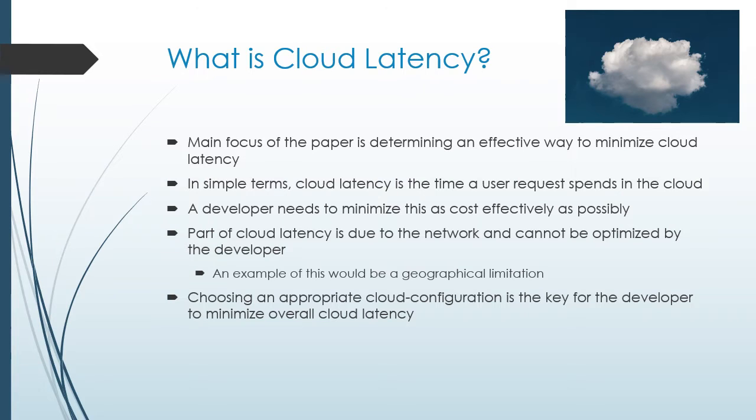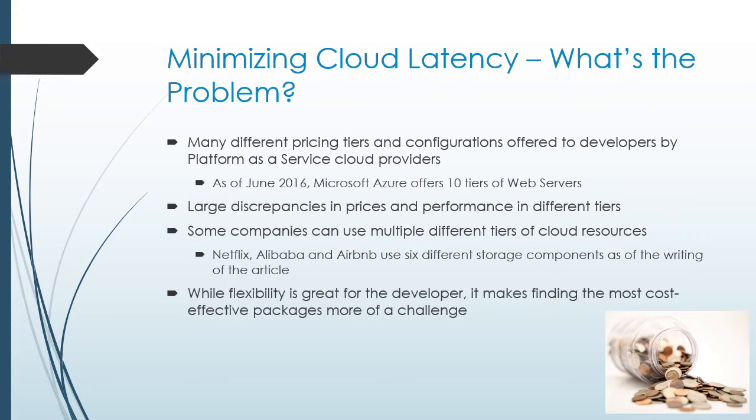So part of cloud latency is due to the network not being optimized by the developer. An example of this would be a geographical limitation. For instance, if the front end is in California and the back end is in New Jersey, nothing a developer is going to do is going to make the latency of that any better. But choosing an appropriate cloud configuration is the key for the developer to minimize overall cloud latency. So they do have quite a bit of control.